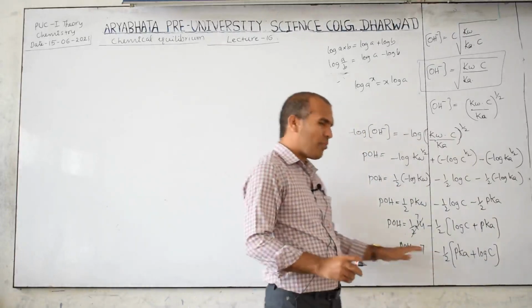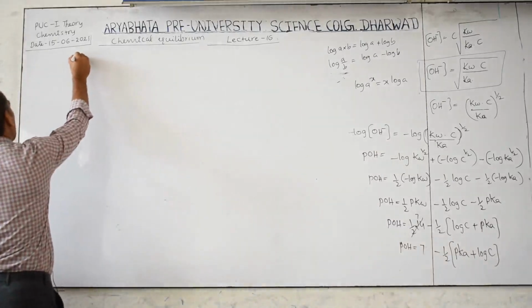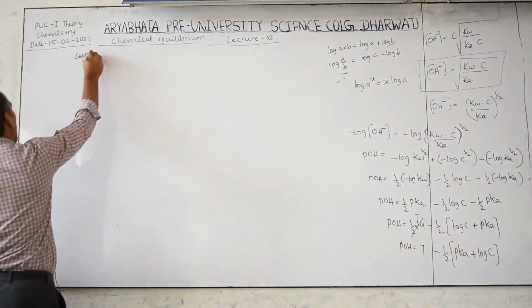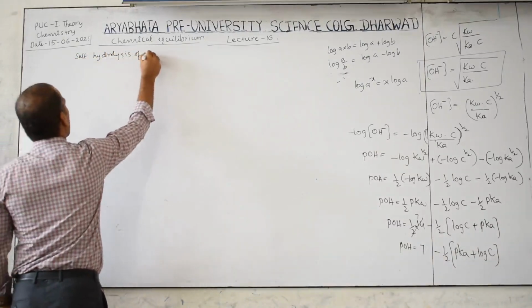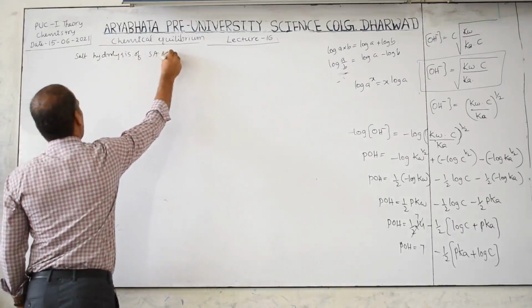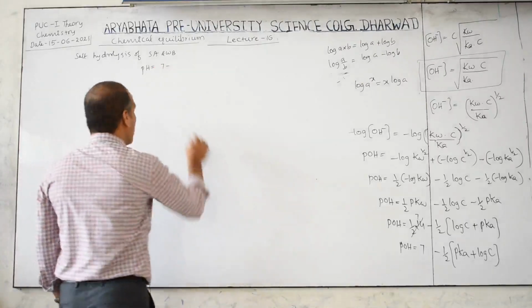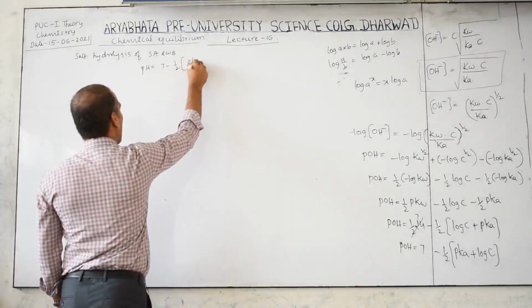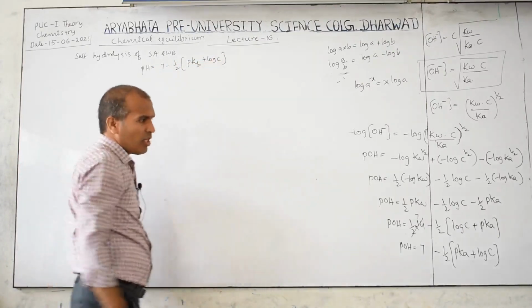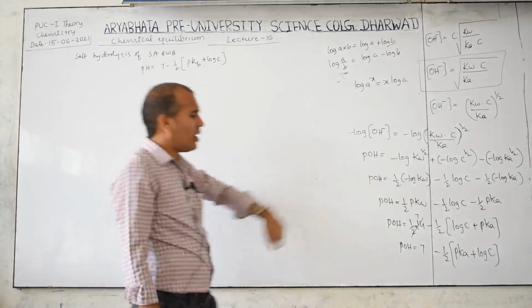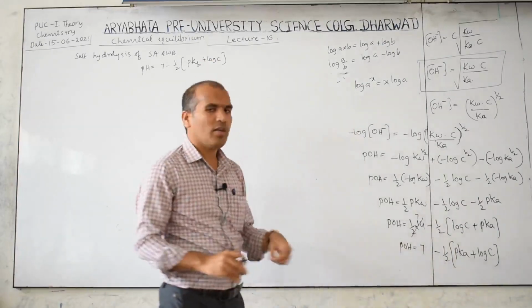Now you can compare this with the previous one. In the previous, salt hydrolysis of strong acid weak base, their pH is equal to 7 minus 1 by 2 pKb plus log C. Up to here this part is the same; weak base is there, that's why pKb, here weak acid is there, that's why pKa. So this part is a continuation. Now we have to calculate which one? pH.